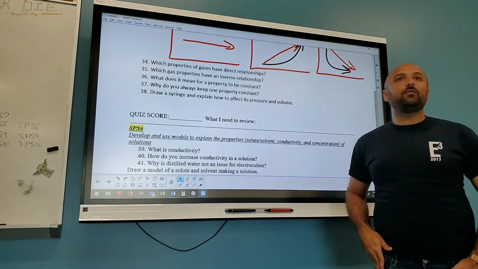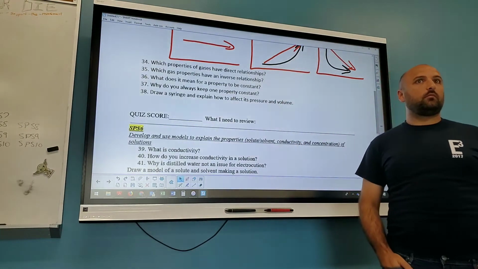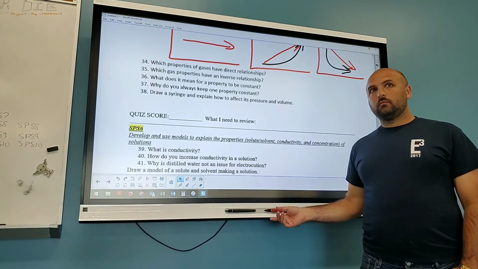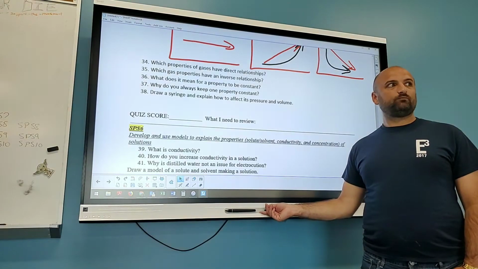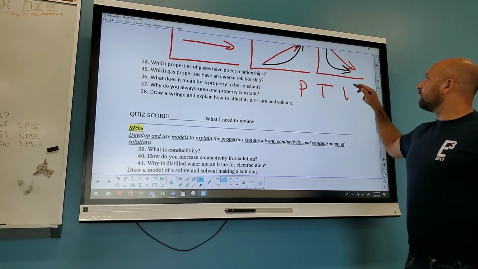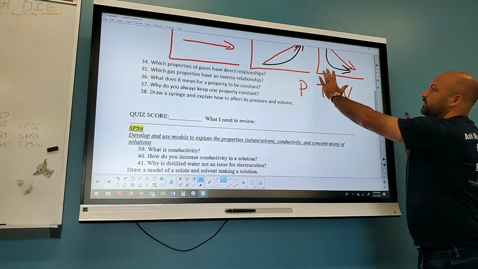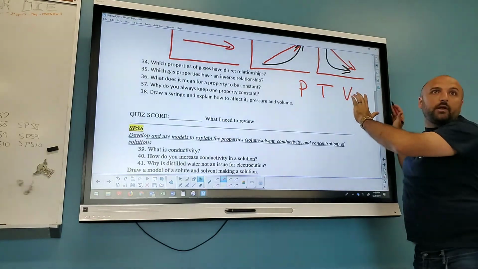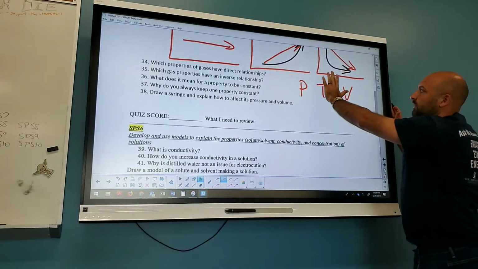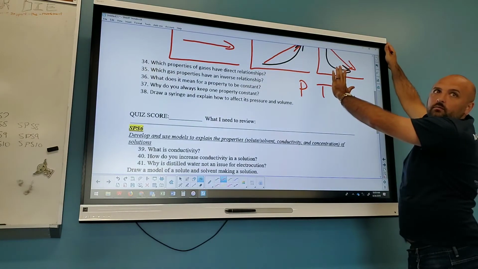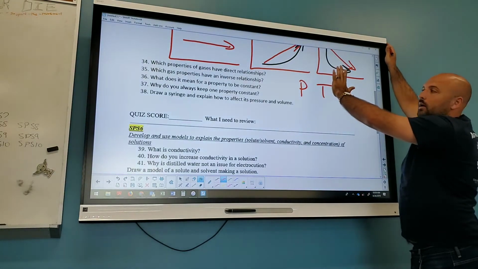Which properties have an inverse relationship? Opposites. When one goes up, the other goes down. That would be which ones? P and V. If you hold temperature constant, increase volume, pressure goes down. That's why they're on opposite sides from each other, right? So when you make a PTV strip like this, volume goes up, pressure goes down. They have an inverse relationship. We cool with that? All right?